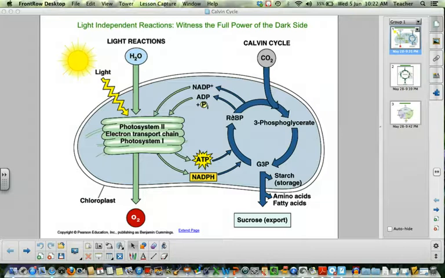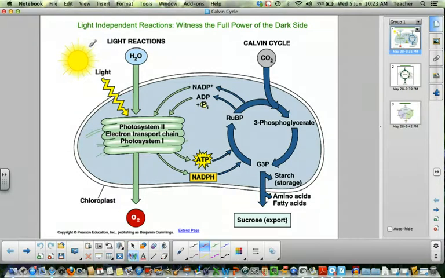Now, before we get started, I'm going to start my little plug here, my Star Wars plug. So these are called the light-independent reactions. They used to be called the dark reactions. And so I have witnessed the full power of the dark side. Anyway, there's my Star Wars plug. And no, I'm not embarrassed. I love Star Wars.